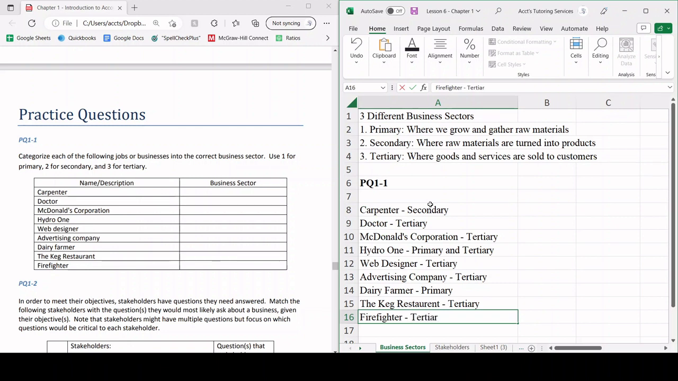So once again, primary is where we grow and gather raw materials. So that's dairy farm. Secondary is where raw materials are turned into products, carpenter, and other examples include a car manufacturer. Tertiary is where goods and services are sold to customers. So everything else: doctor, McDonald's, Hydro One. Remember, Hydro One is also primary as well. Web designer, advertising company, the Keg restaurant, and firefighters.